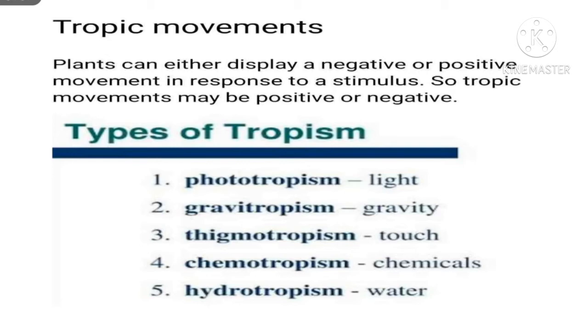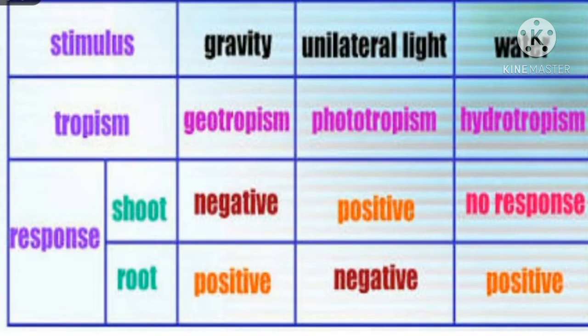In phototropism, the stimulus is light. In gravitropism, the stimulus is gravity. In the case of thigmotropism, it is touch. In chemotropism, chemicals are the stimuli. And in hydrotropism, water is the stimulus. Here we can see how these different stimuli cause responses in plants.